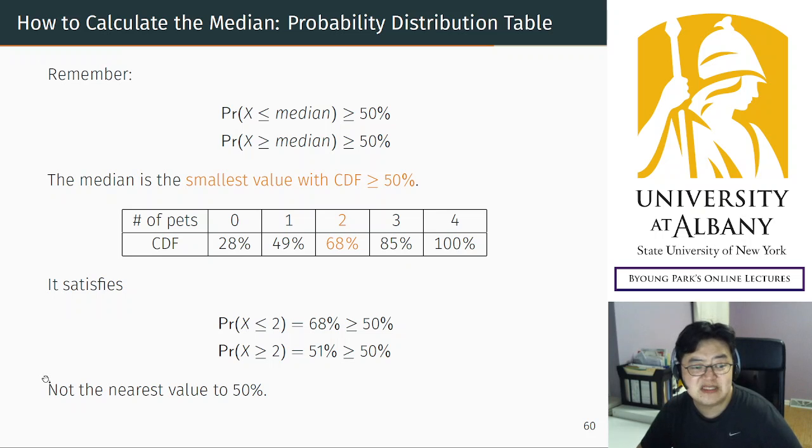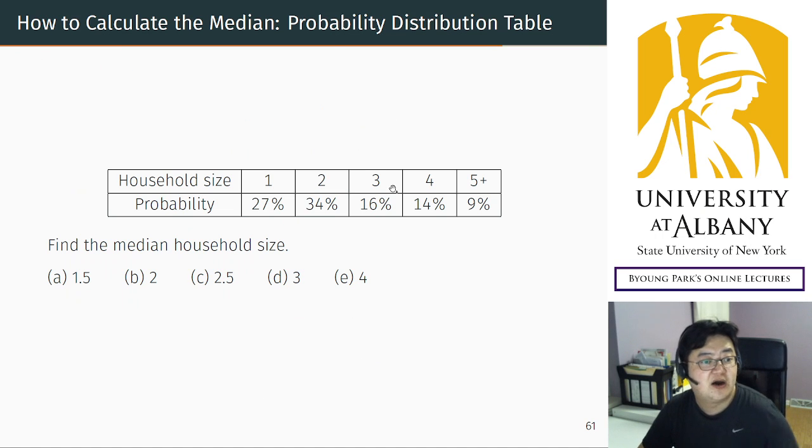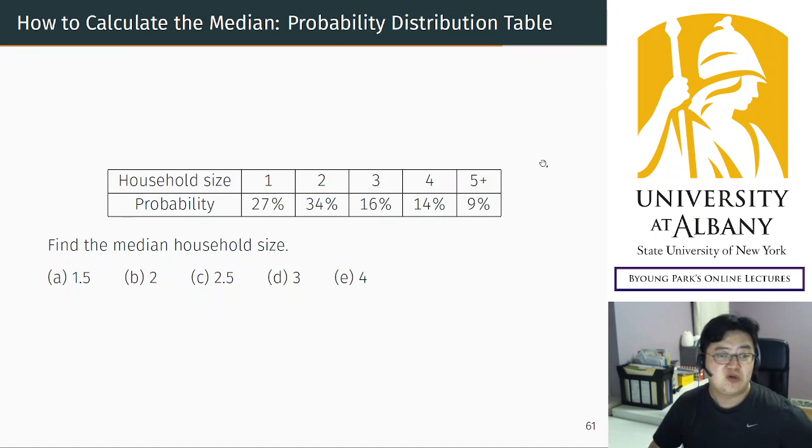They both have to be greater than 50%. So remember, it is not the nearest value. It has to be greater than or equal to 50%. Even if 49% looks more likely to be the center, it's not. So 1 is not the median. The median must have cumulative probability greater than 50%. That's what you can see here.